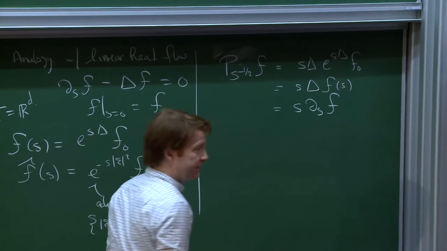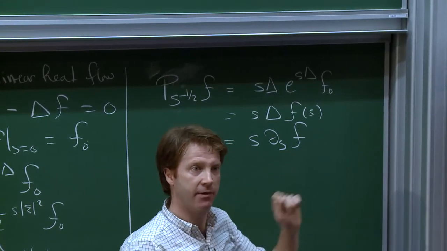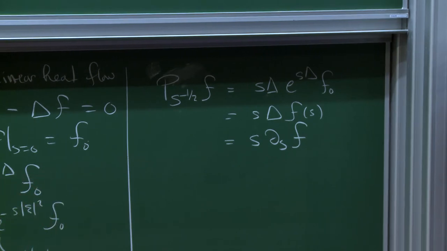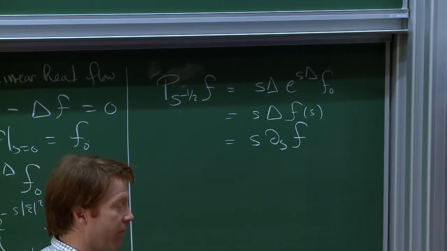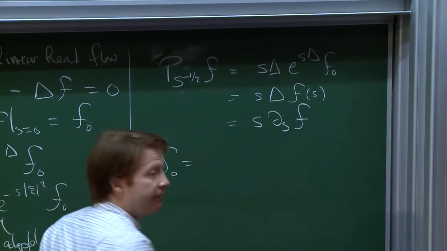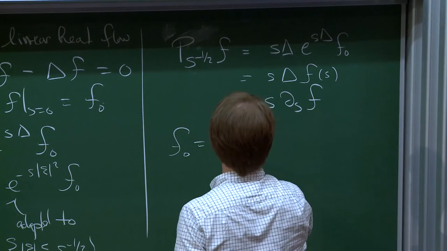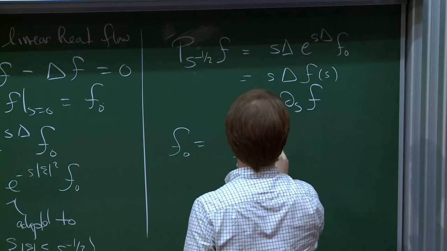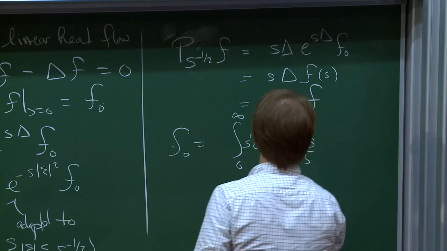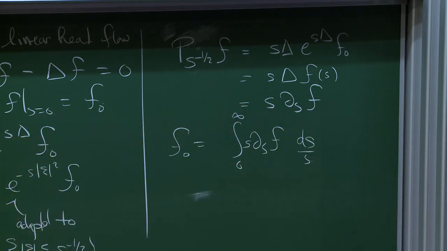So this damps low frequencies, this damps high frequencies, and this is roughly like projection onto frequencies like s to the minus 1/2. And one can, in fact, prove all the nice things about Littlewood-Paley theory, including the square function estimate, in this framework on Euclidean space. What's nice is that we can recover f from this Littlewood-Paley resolution just by integration. So this is ds over s, and this is our Littlewood-Paley projection.